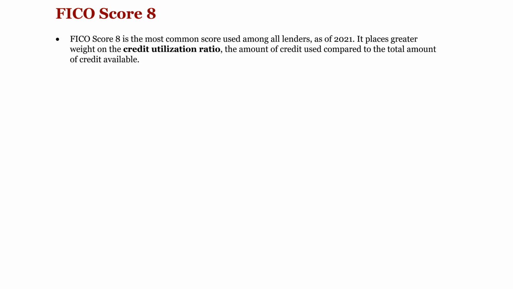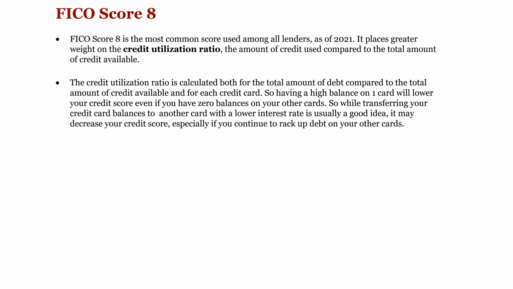FICO Score 8 is the most common score used among all lenders as of 2021. It places greater weight on the credit utilization ratio, which is the amount of credit used compared to the total amount of credit available. The credit utilization ratio is calculated both for the total amount of debt compared to the total amount of credit available and for each credit card. So having a high balance on one card will lower your credit score even if you have zero balances on your other cards.